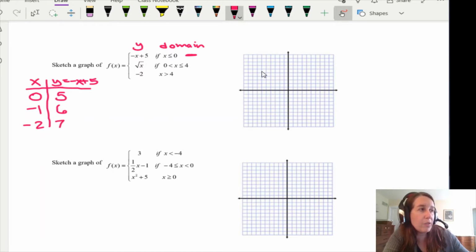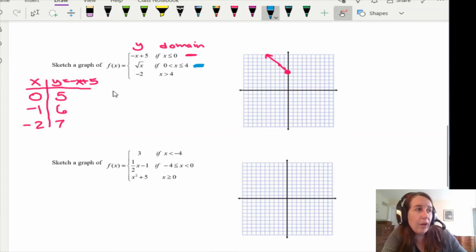Okay, let's graph this part. So we have 0, comma 5, and that's a filled in dot there. And then we have negative 1, comma 6 and negative 2, comma 7. And so that's just a line heading off that way because it goes on forever, less than or equal to 0.